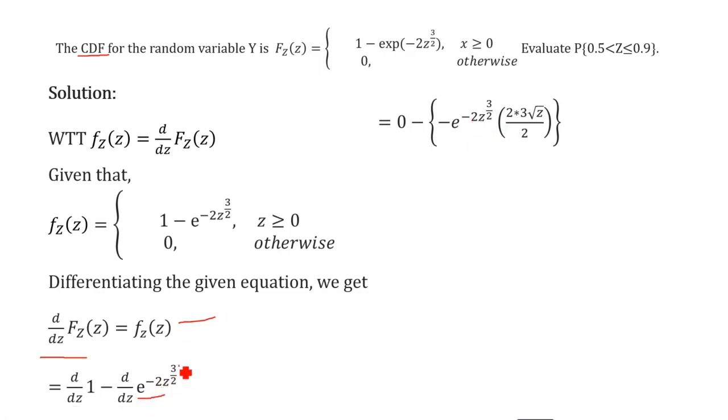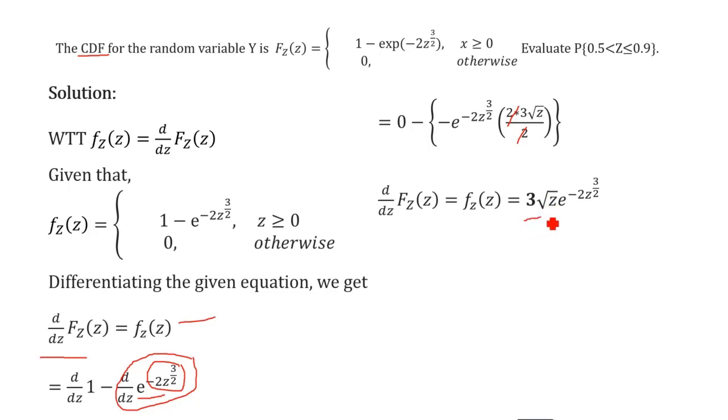Now let us differentiate this term again. 2 is written as it is, 3 by 2 is written as it is. So the differentiation of z to the power 3 by 2: 3 by 2 minus 1 is 1 by 2, which can be written as square root of z. Now simplify. Minus into minus becomes plus, and these two cancel. 3 into square root of z into e to the power minus 2 z to the power 3 by 2. After simplification, we get the PDF.